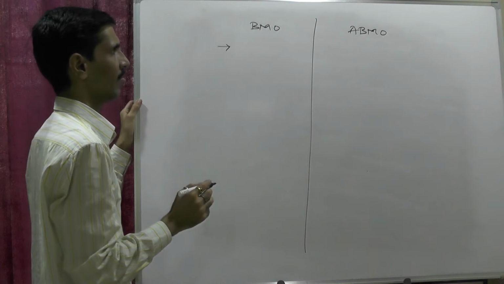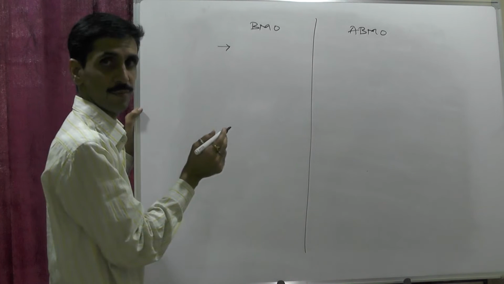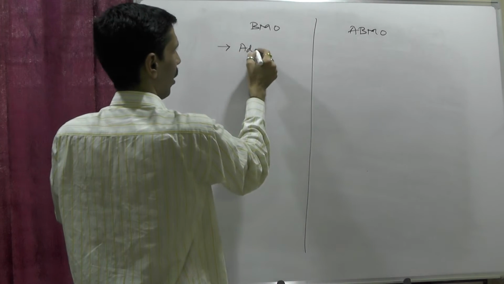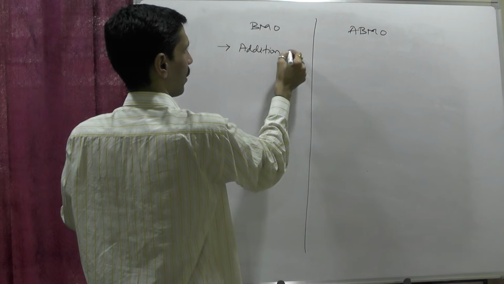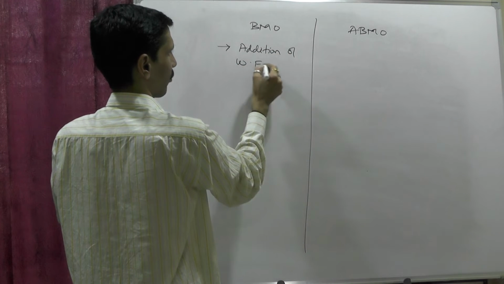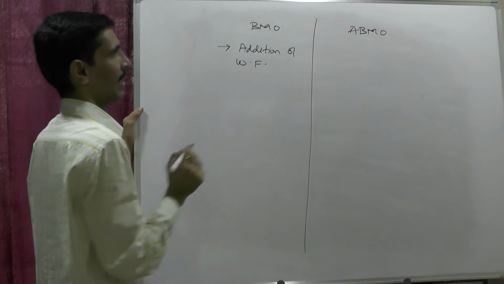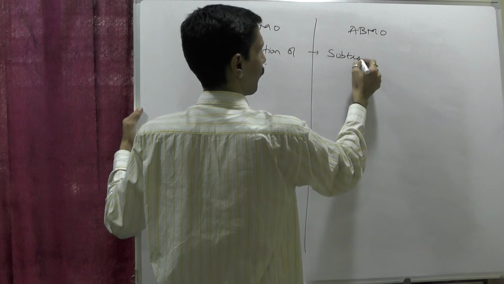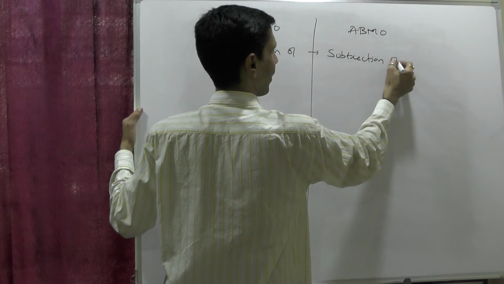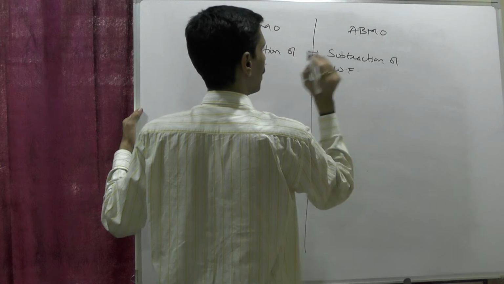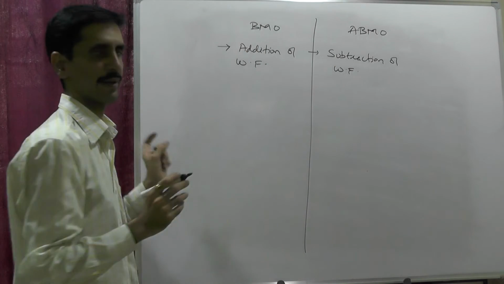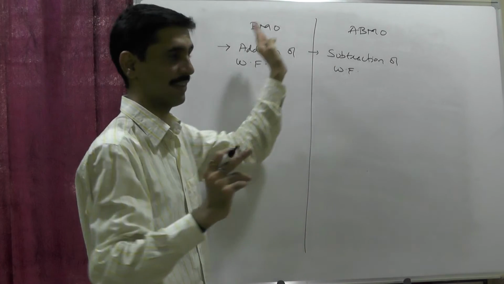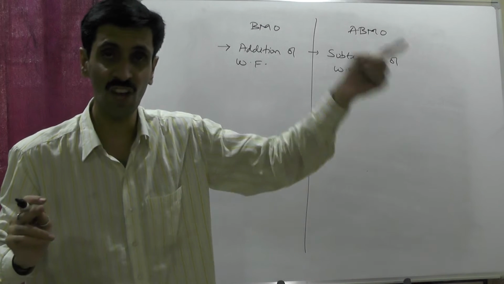The first point is, BMO is formed by what? Oh yes, by addition of wave functions. I just write it as WF. Here it's going to be subtraction of wave functions. I've already explained all these concepts. I'm just going to jot down some points here so you understand exactly what the differences are between bonding and anti-bonding.